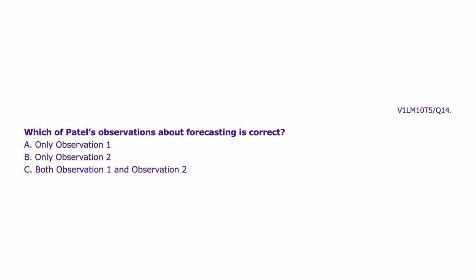Which of Paddle's observations about forecasting is correct? A, only observation 1. B, only observation 2. C, both observation 1 and observation 2.